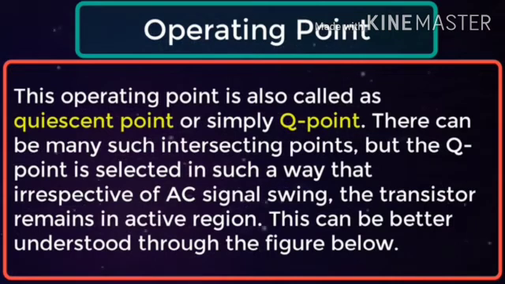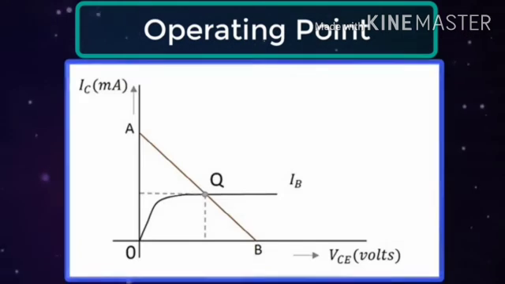The Q point is selected in such a way that, irrespective of the AC signal, the transistor remains in the active region. This can be understood by the following diagram. So let us consider the output characteristics curve.